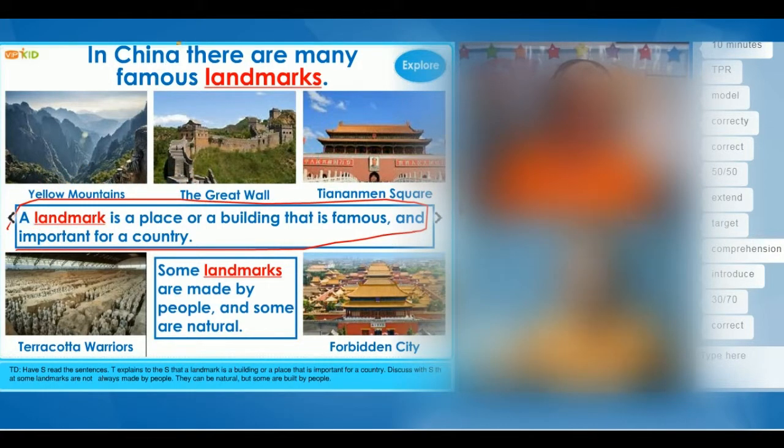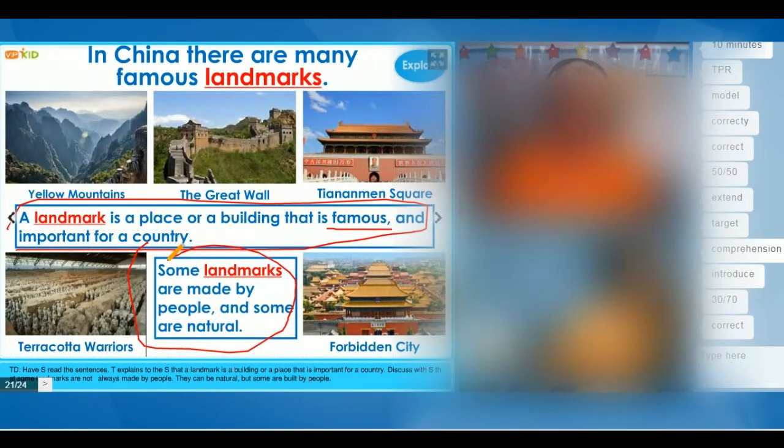A landmark is a place or a building that is famous and important for a country. Good job. You got famous. Good memory. Thank you. And read this.